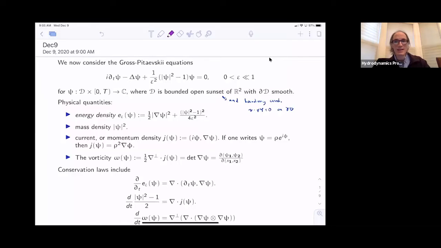So let me get started. We're continuing our discussion of the Gross-Pitaevskii equation. Today we'll actually get the equation, finally, after all this preliminary stuff. We'll discuss this equation by the end of the hour today.